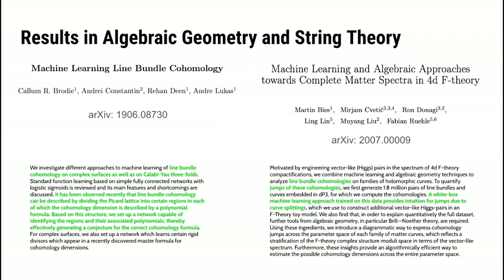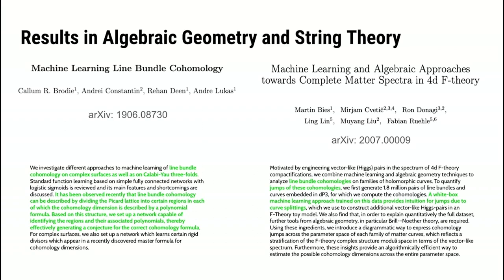And in particular, it had been observed that line bundle cohomology can be described by dividing the Picard lattice, which is the natural data space in the setup, into certain regions where the cohomology dimensions are described by polynomial formulas on those regions. So they're piecewise polynomial on the different regions. Given that idea, they set up a network capable of identifying the regions, first of all, and then also identifying their associated polynomials, generating a conjecture for the correct cohomology formula in these setups. So this is a case where, again, they had some understanding of the mathematics and the way that it worked. They then used that to tailor the machine learning approach, and then they fit the polynomials, and it worked out pretty well.